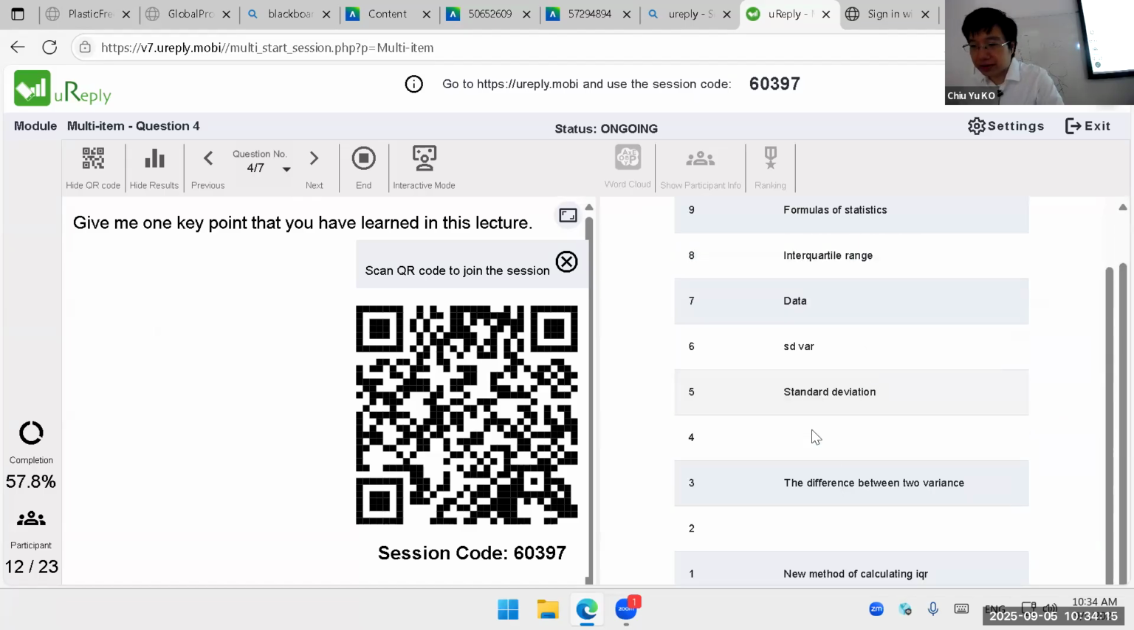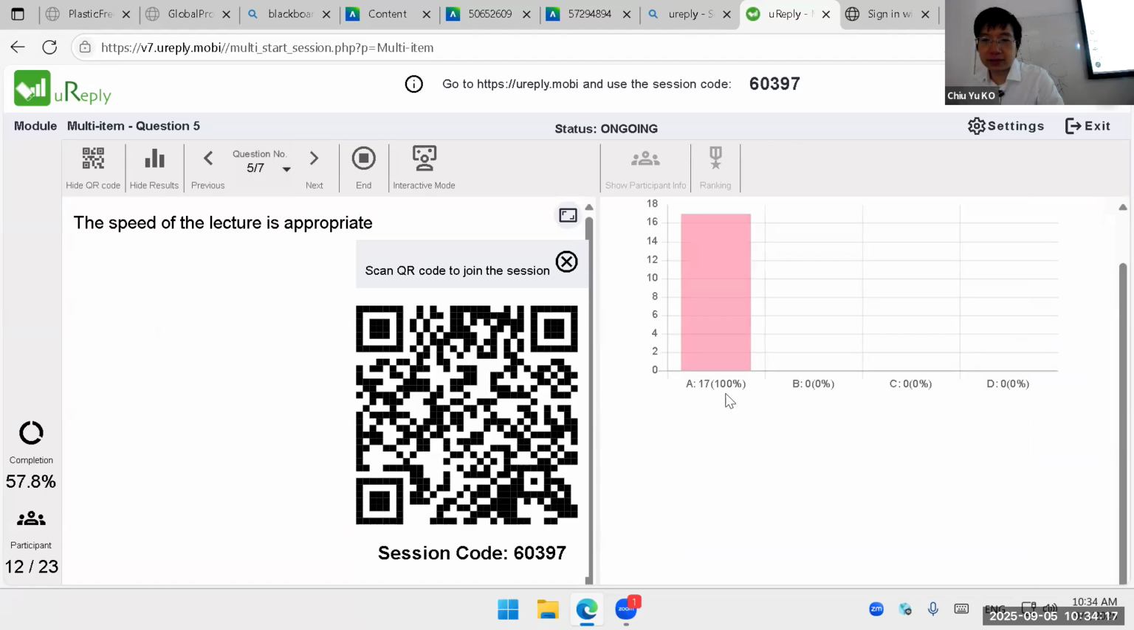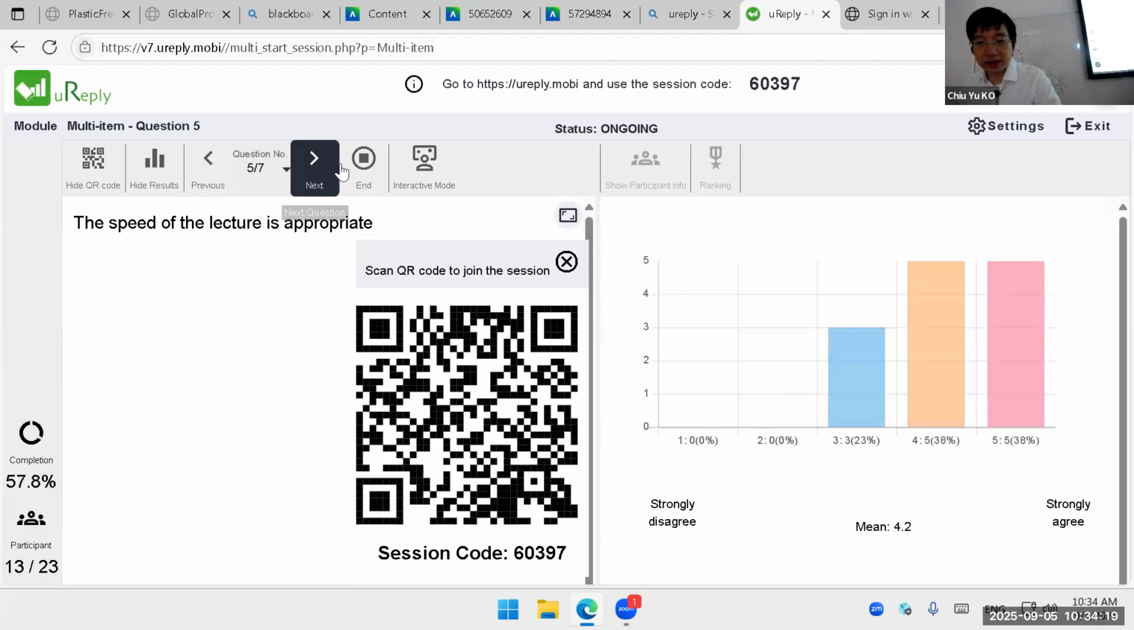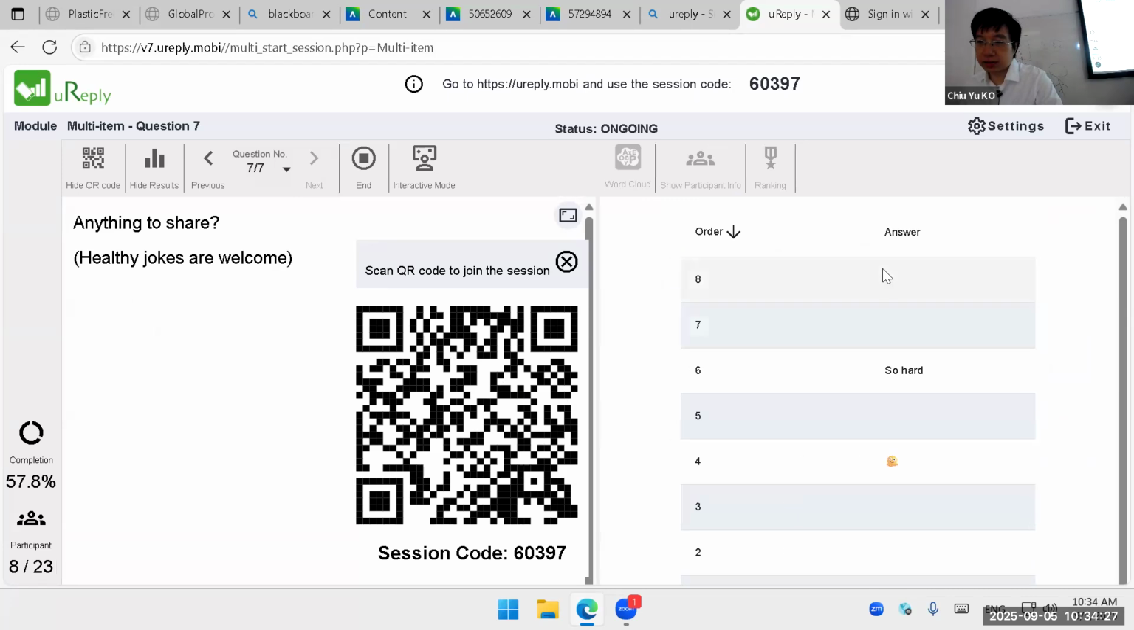Yeah, standard deviation, yes. New method, IQR, yes. The speed is okay. So far, so good. Mostly people say it's okay to follow the lecture. It's a joke, I guess. Someone said it's so hard, so I think you mean it's so easy. I'm sorry, it will be harder soon.